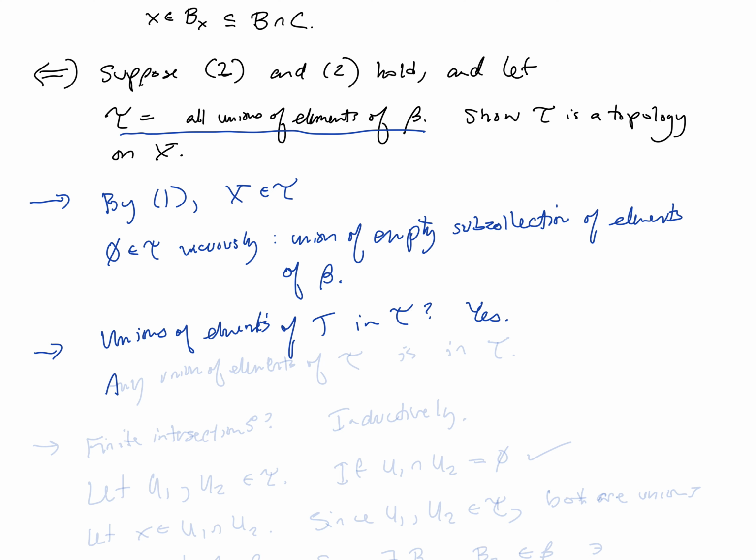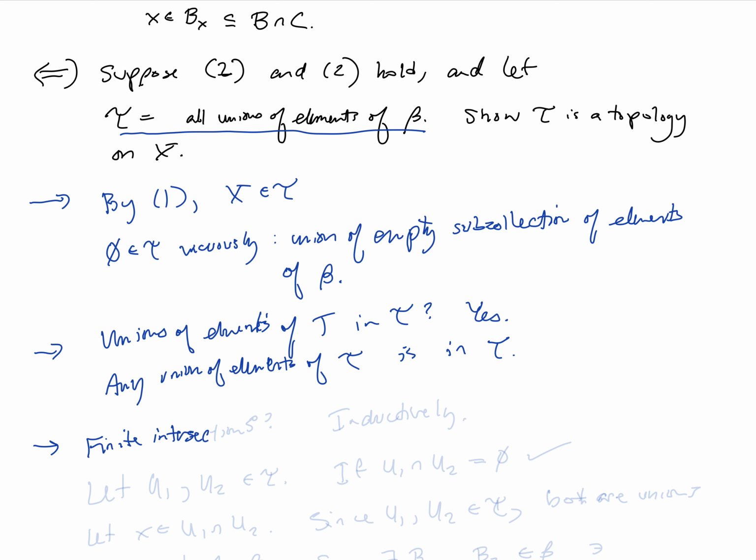So any union of elements of tau is a union of elements of a union of unions of elements of beta. A union of unions is still a union, and so yes, any union of elements of tau is in tau. Now the third part, finite intersections.